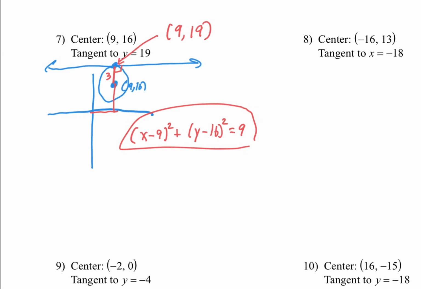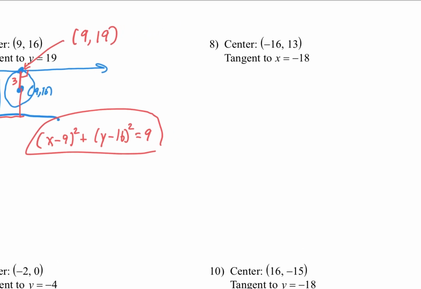So is that like just another way to find it? Yeah. I mean, so if we look at this next one, if we've got a center at negative 16, 13, we can write the first part of it, right? x plus 16 squared plus y minus 13 squared.